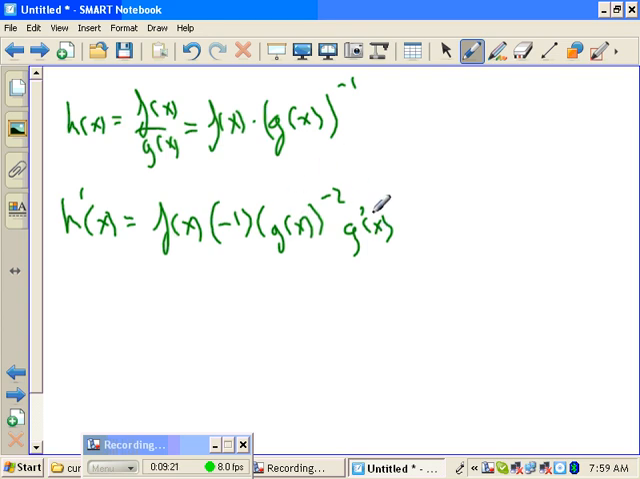So that's first times the derivative of the second, plus second times the derivative of the first. Now this is the second.